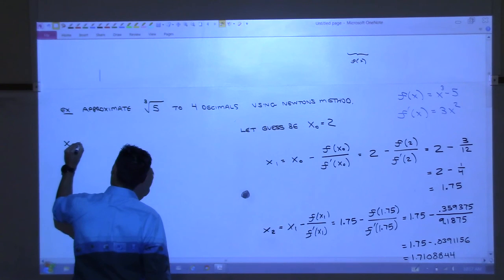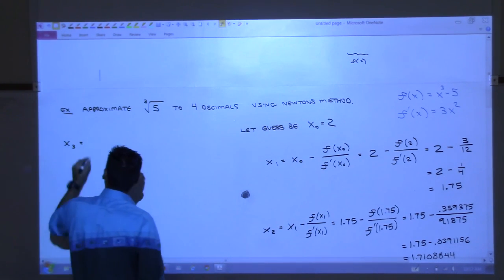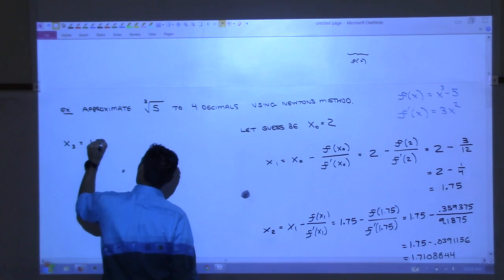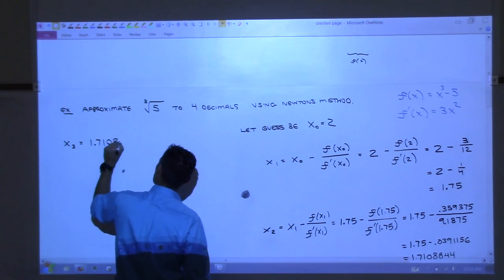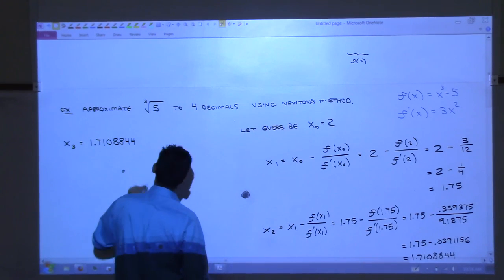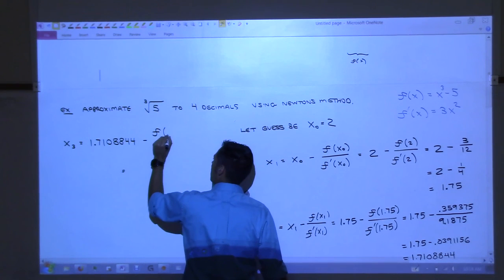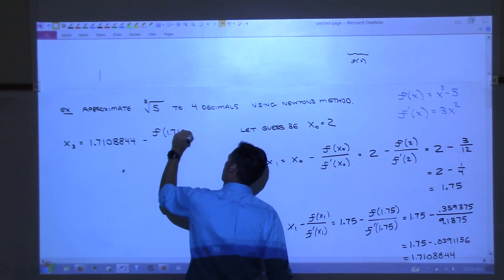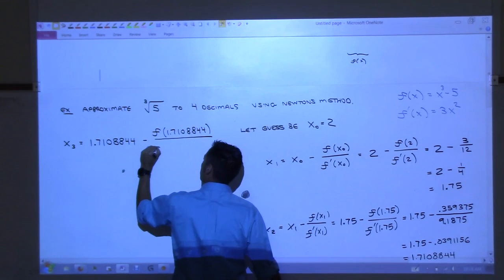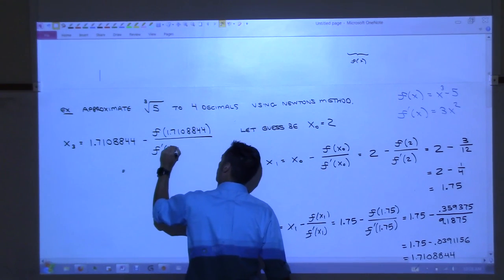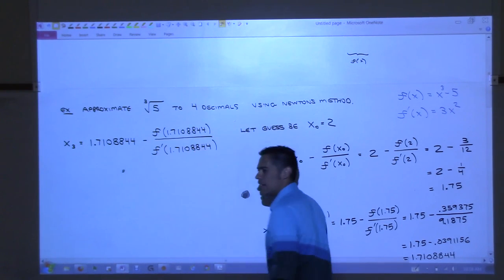When am I going to stop? When do I actually stop? Well, let's do x sub 3 first. 1.7108844, that's the second number, minus f evaluated at 1.7108844 over the derivative evaluated at 1.7108844. Y'all get the idea here?